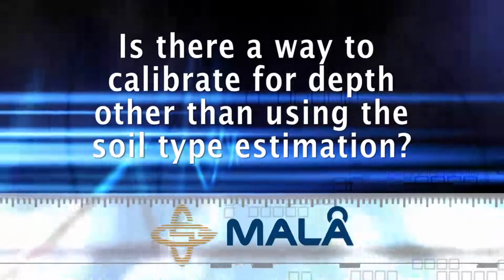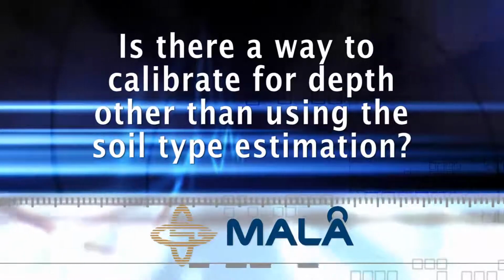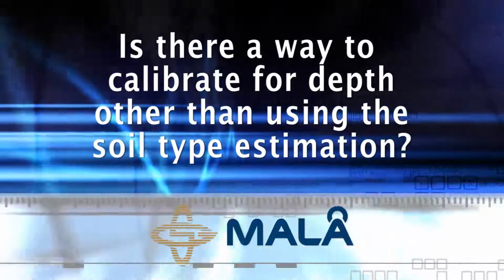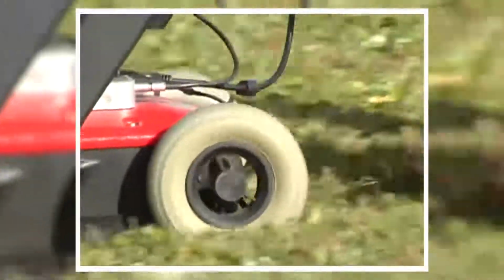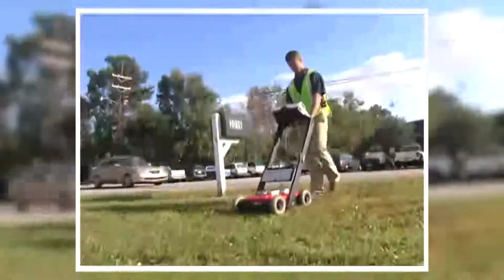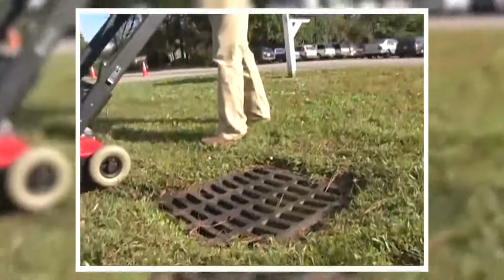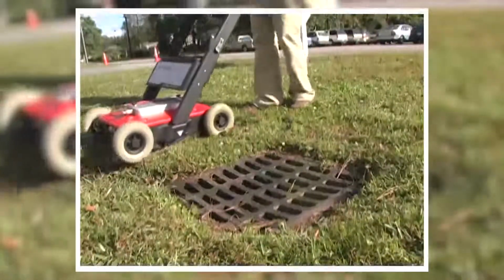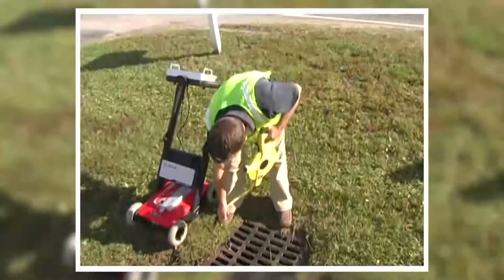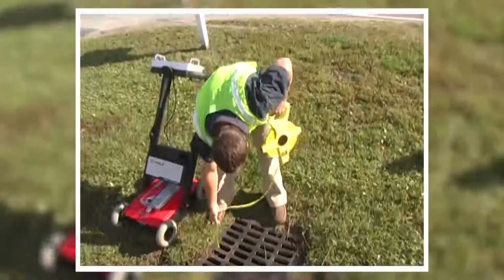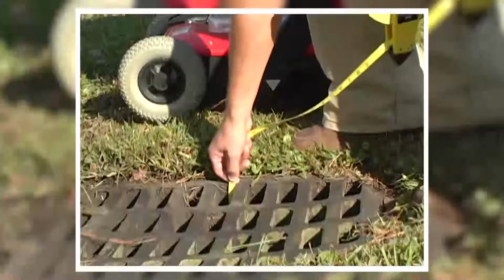Is there a way to calibrate for depth other than using the soil type estimation? Why, yes. One of the most effective ways is to scan over a known target that has either been excavated or probed, or some pipe that can be accessed in a catch basin or manhole. In this case, we simply scan over the pipe and then measure with a steel tape or other device to the top of the pipe.